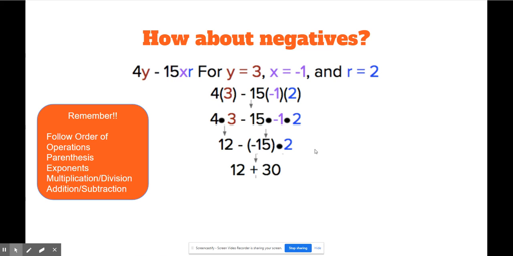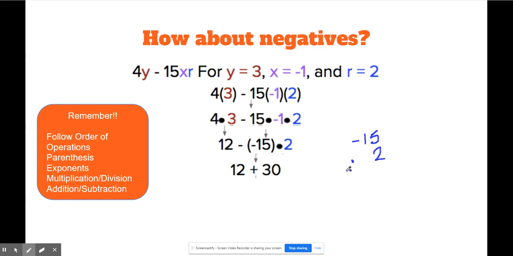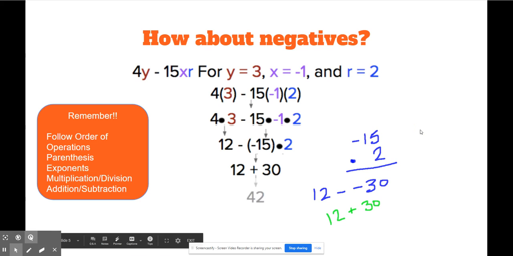But hold on. What happened to my negative sign? What happened to my minus sign? Right? Well, if we do -15 multiplied by 2, I'm going to get a -30. Okay. But what happens if I have 12 minus negative 30? That's a double negative. Okay. When you have a double negative, they cancel each other out. Instead of writing minus negative, this problem now turns to 12 plus 30. Okay. Things change just a little bit and they change just that quickly.